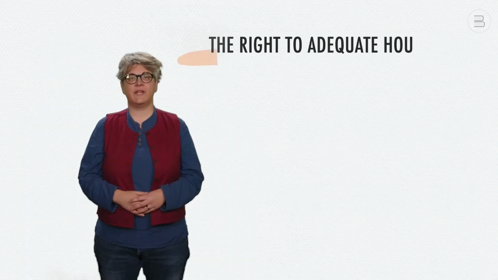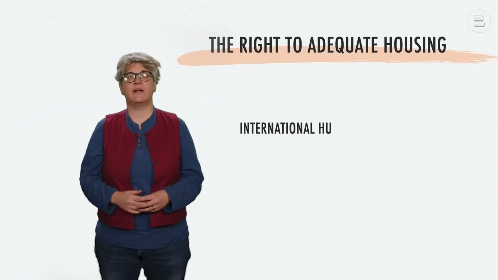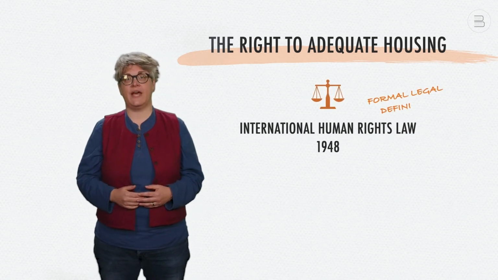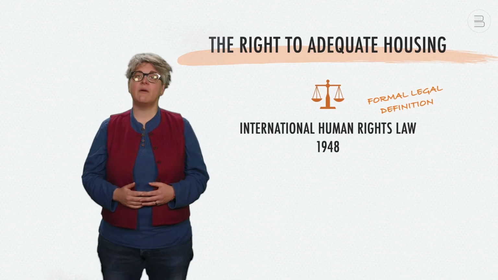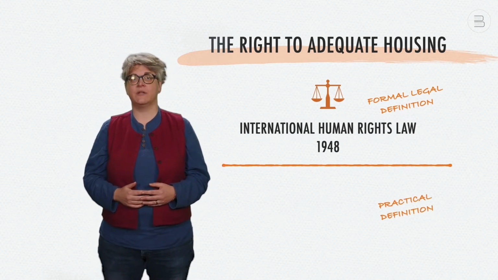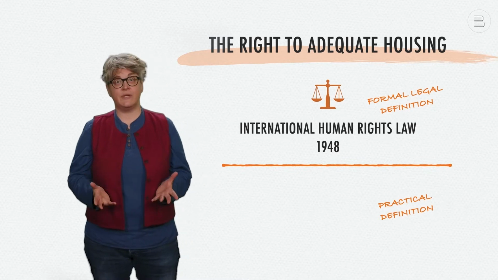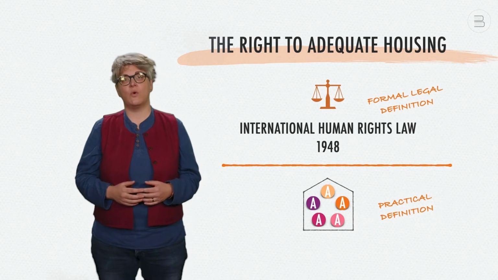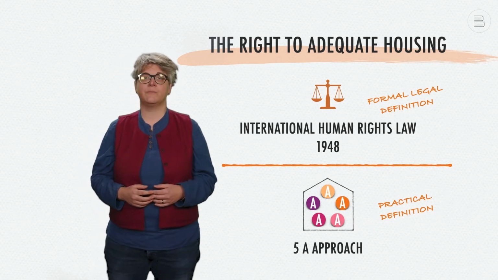The right to adequate housing is part of international human rights law since 1948 and adopts a formal legal definition of adequate housing. Based on our work, we have sought to find a more practical definition for adequate housing, which is translated into a set of principles to guide housing policies. These principles are at the core of the 5A approach.